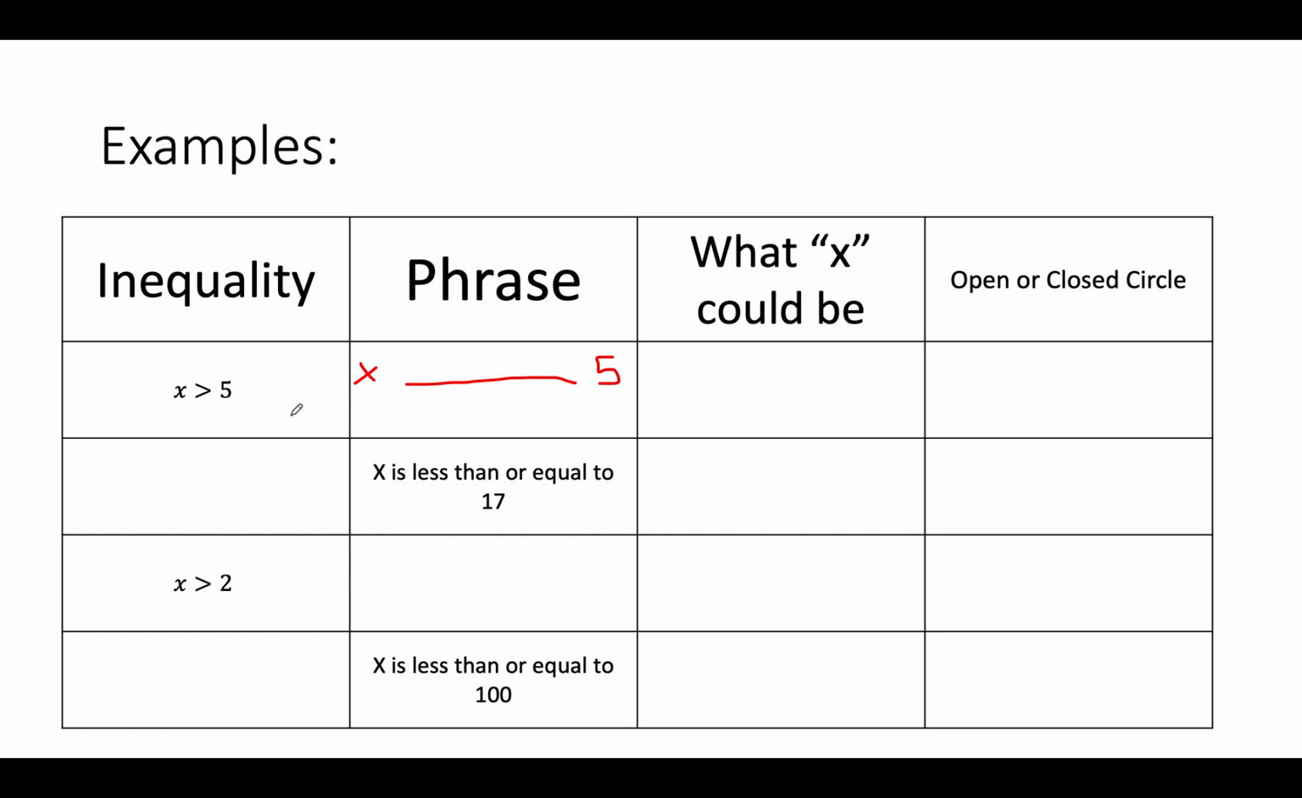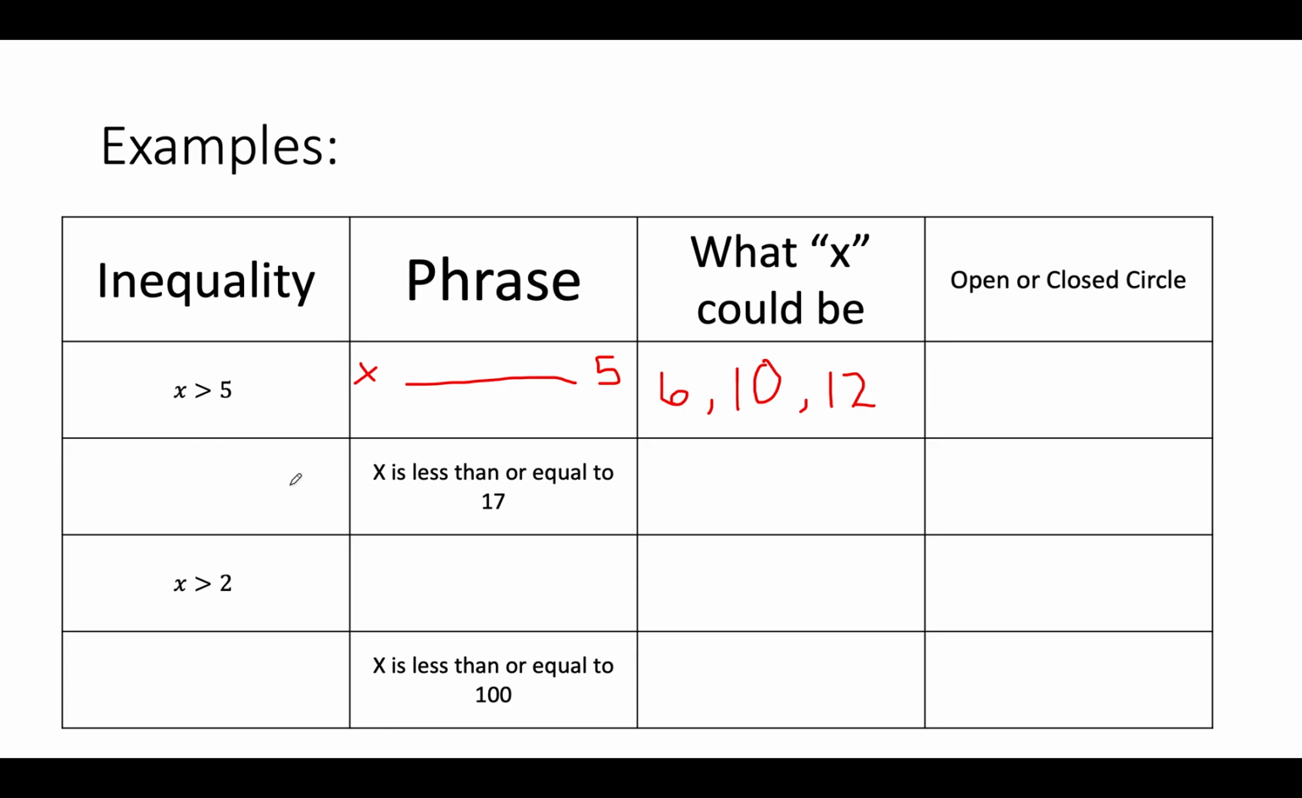What could x be? Again, we have x is greater than 5. So that means x could be anything above 5. So it could be 6. It could be 10. It could be 12. Again, anything above 5. And your numbers don't have to match mine, but as long as you have anything above 5.